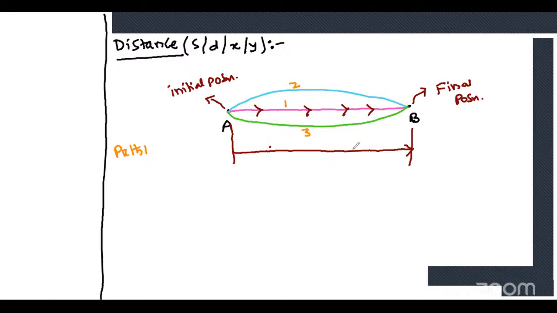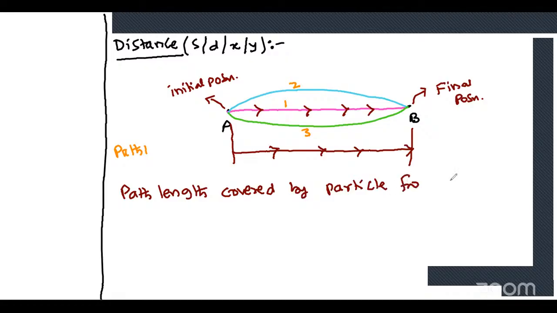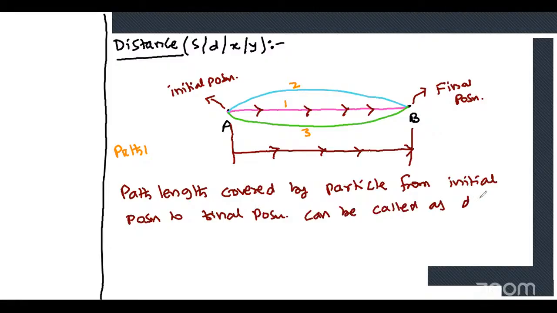So distance is defined as the path length covered by the particle from initial position to final position. That can be called as distance.